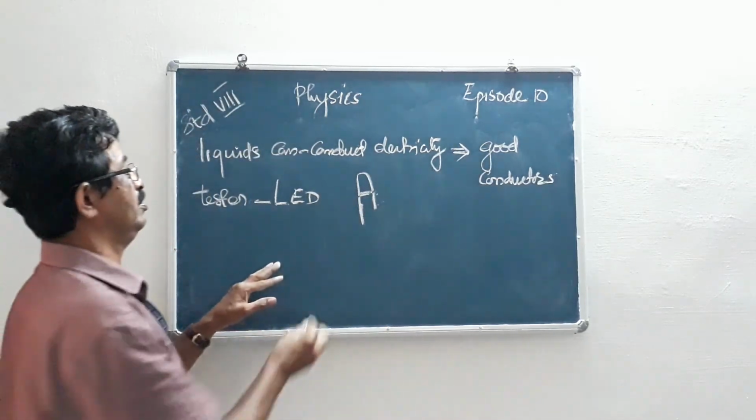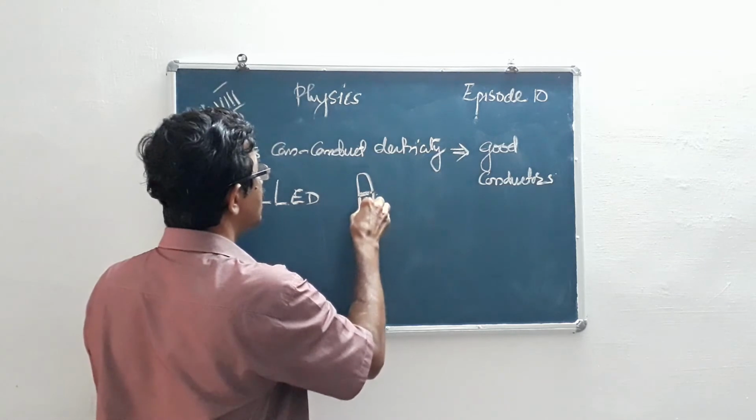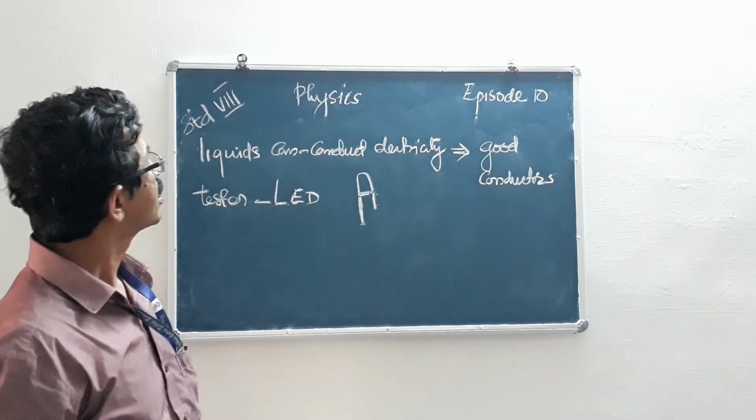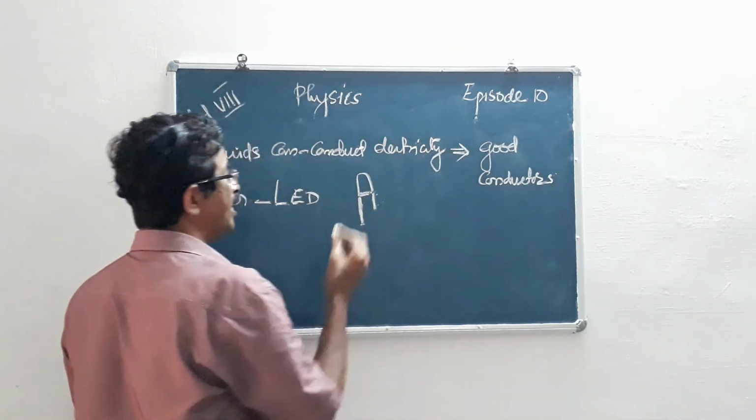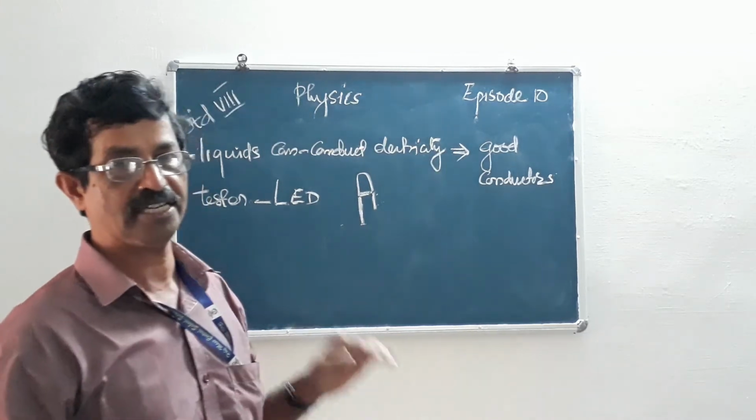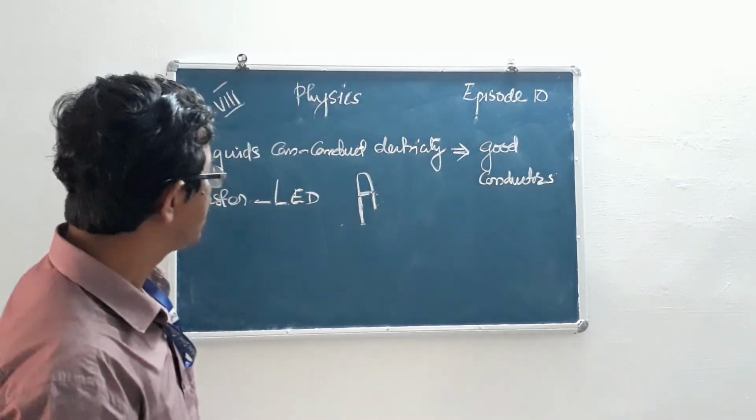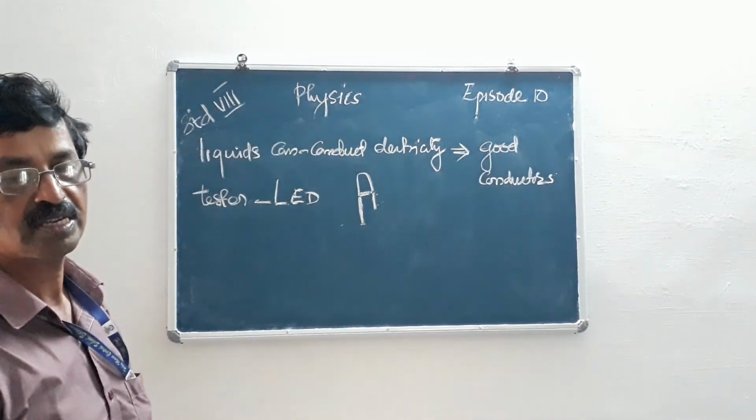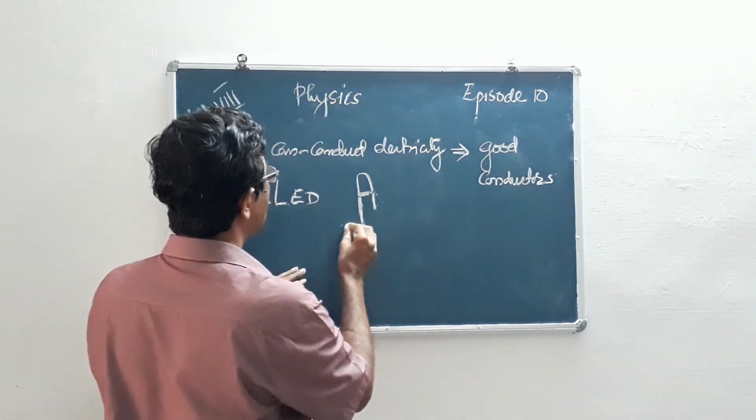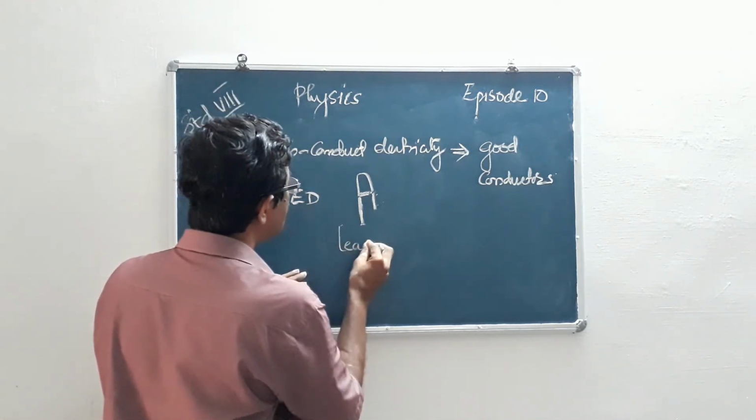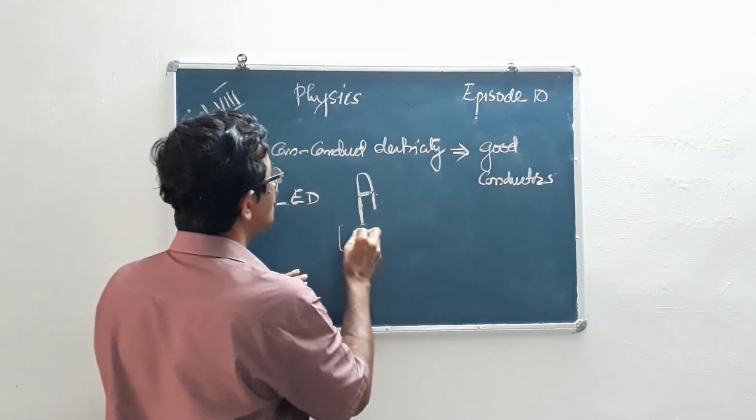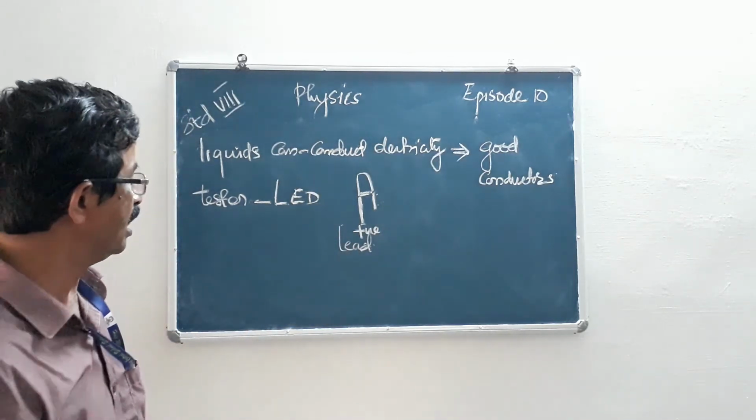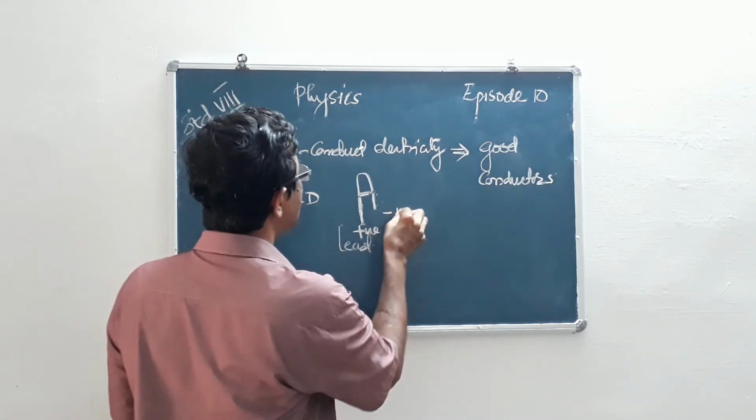In the LED, one lead is longer than the other. This longer lead, we will connect it to which terminal of the battery? Can you remember? This long lead is connected to the positive terminal of the battery. Always we connect the long lead to the positive of the battery or cell, and the other one to negative.